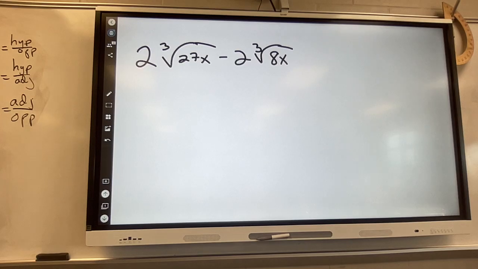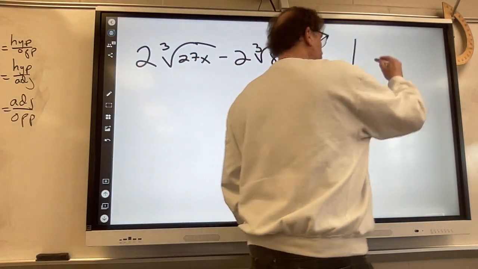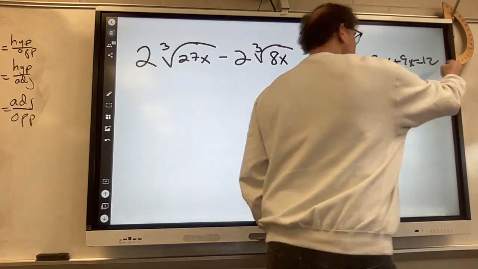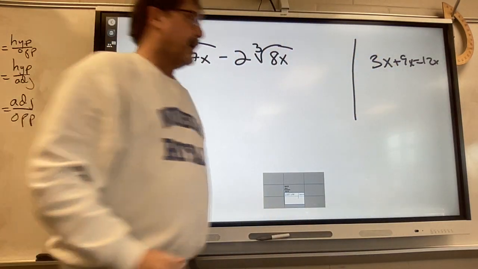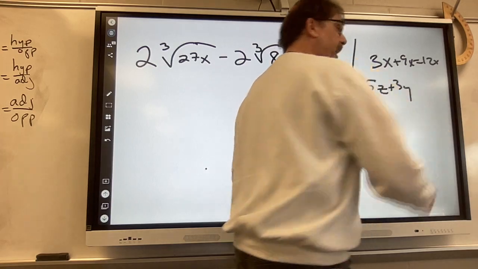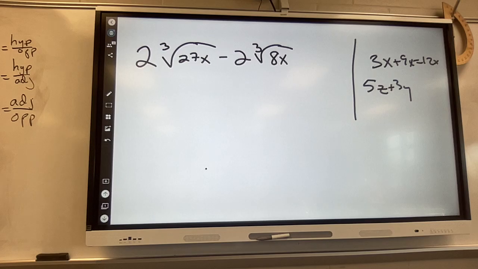When we are adding or subtracting, we can only add or subtract if we have the exact same labels. For example, back in Algebra 1, we could add 3x and 9x and make it 12x. If we had 5z plus 3y, we could not combine them. So at the moment, we are in bad shape. We can't combine these.